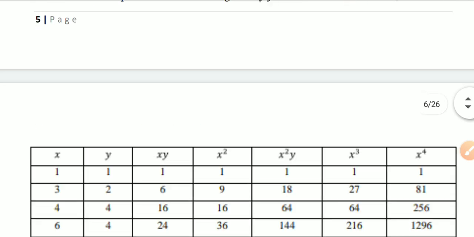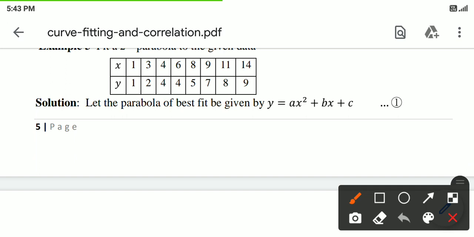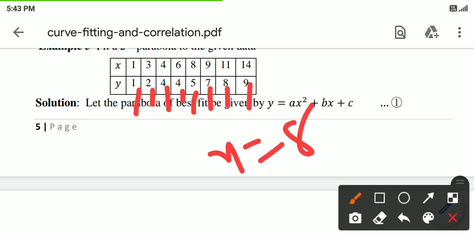So this is our example. The next example you can solve yourself. The equation is not given, but it says to fit a parabola, so you know the equation of parabola is y is equal to ax square plus bx plus c. Here the number of elements is 1, 2, 3, 4, 5, 6, 7 and 8. So n is equal to 8.